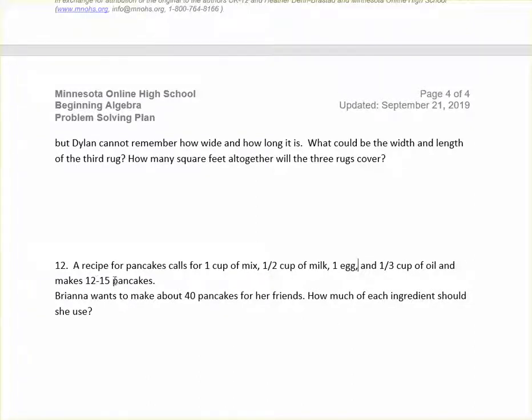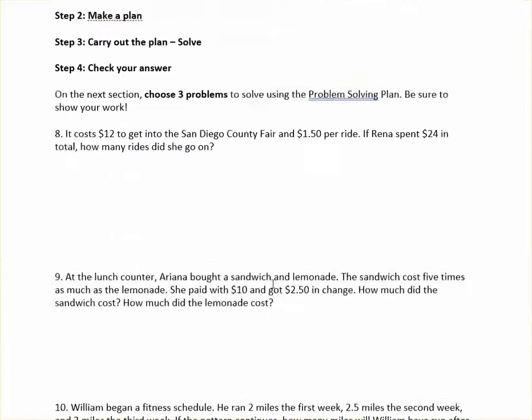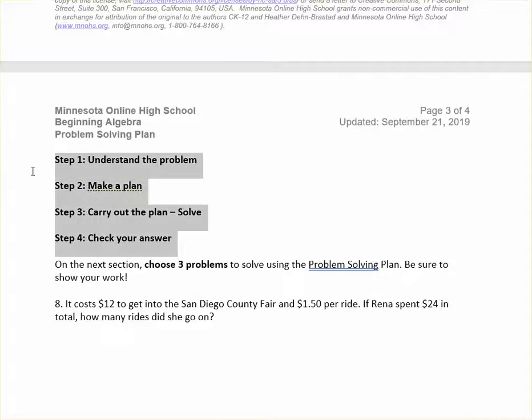The box will say 12 to 15 pancakes because everybody doesn't make their pancakes the same size. So it might make 15 smaller pancakes or 12 bigger pancakes. It might even make like 4 huge pancakes. I don't know. But if they're normal size pancakes, whatever that means, that's what this will make. I'm going to grab this, copy and paste this down here.